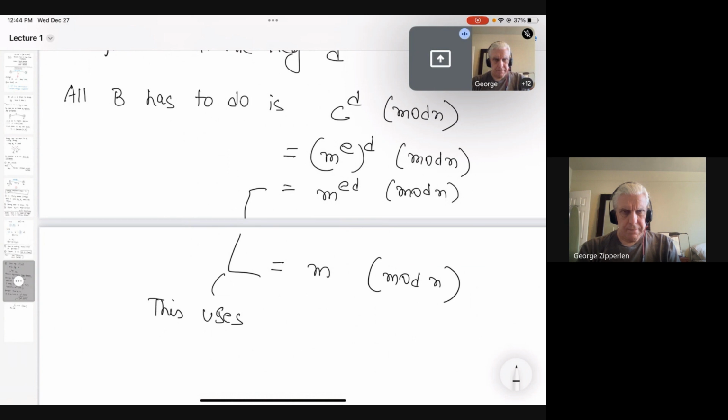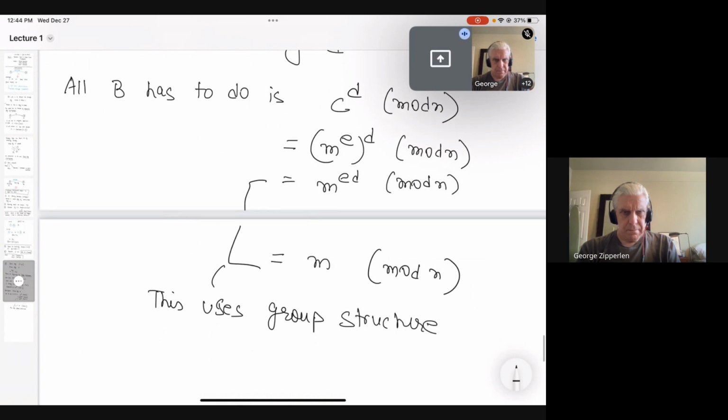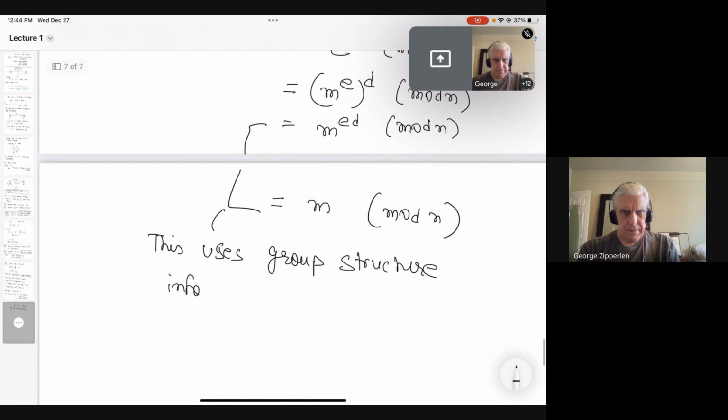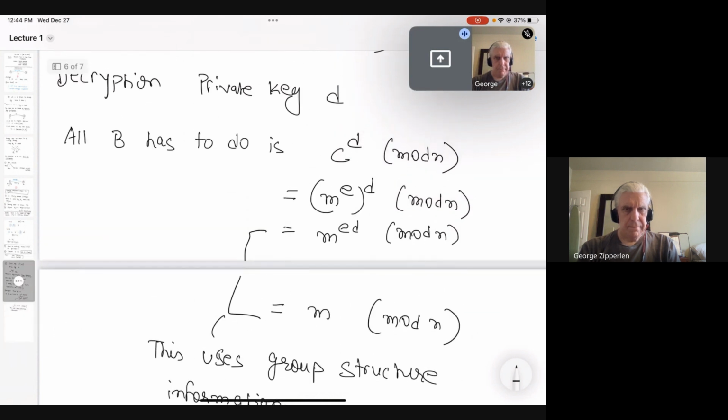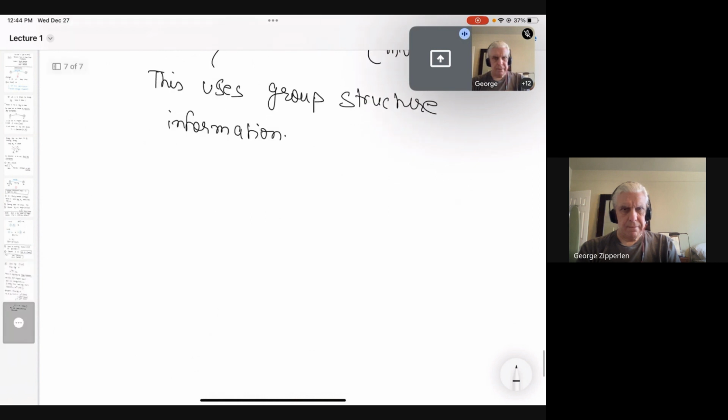Like from here to here, this step uses group theory. Or rather, this uses group structure information. What group is it, what property are we using? Again, I'll illustrate this later because this is supposed to be an introductory lecture. We'll see this in coming lectures.